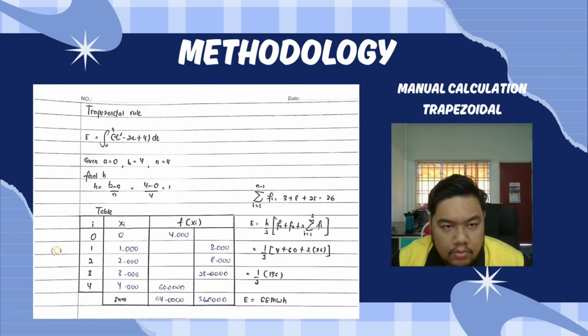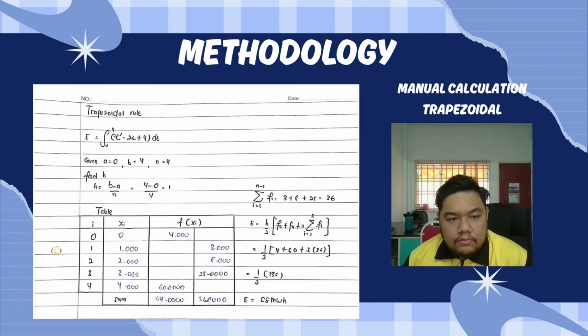In this presentation, I will determine the manual calculation for the trapezoidal rule and Simpson's 1/3 rule. The given power function is P(t) equals t cubed minus 2t plus 4. To calculate the total energy from t=0 to t=4, we need to integrate first. So E equals the integral from 0 to 4 of t cubed minus 2t plus 4 dt. And then I will show you the trapezoidal rule first.